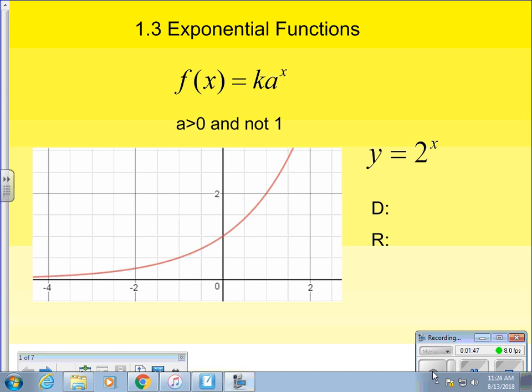Okay. Domain and range is a big deal in stuff we're dealing with here. The domain, what is my domain on this? All real numbers. There's nothing you cannot have. So my domain is all reals. My range, greater than 0. Y is greater than 0.